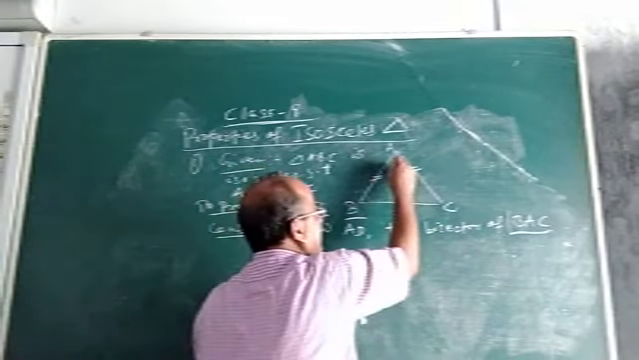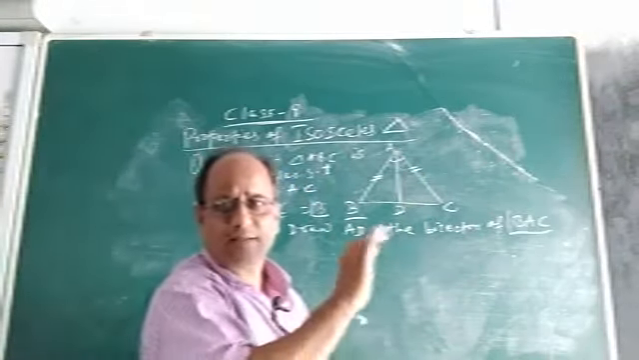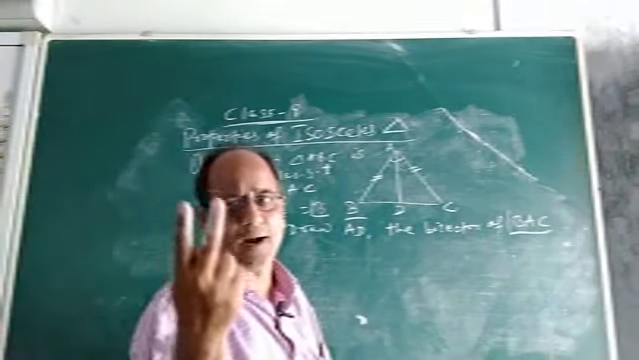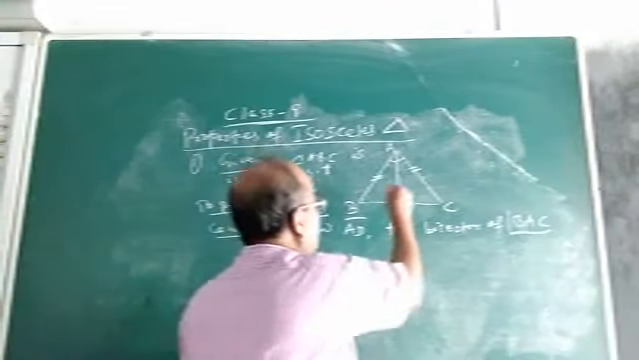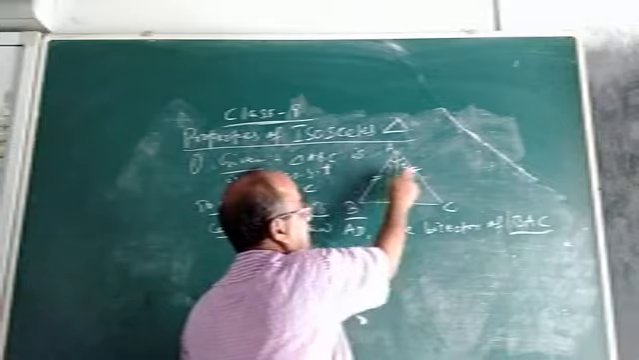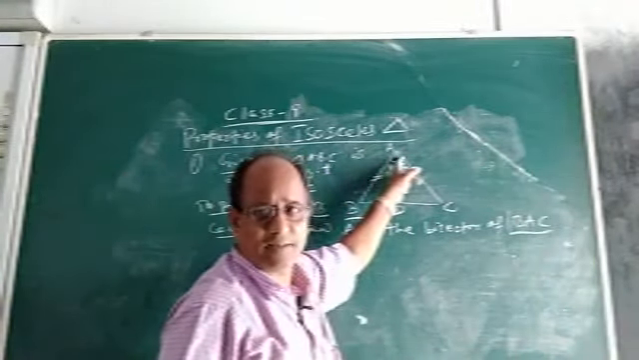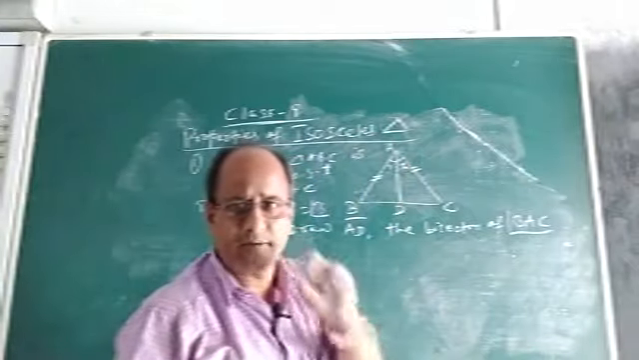And if AD is the bisector, what is meant by bisector? Bisector means it is a line segment that divides an angle into two equal parts or two equal halves. That means these two will be equal. Angle 1, angle 2 suppose. These two angles will be equal by construction. As AD is the bisector of angle BAC, so angle 1 and angle 2 must be equal.